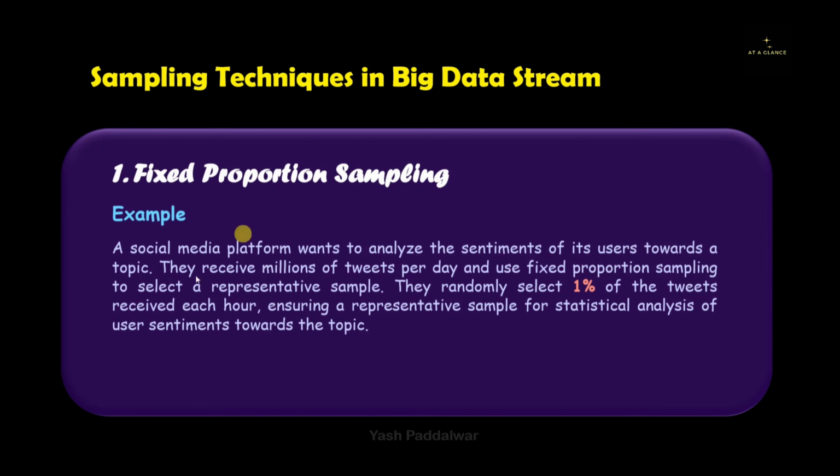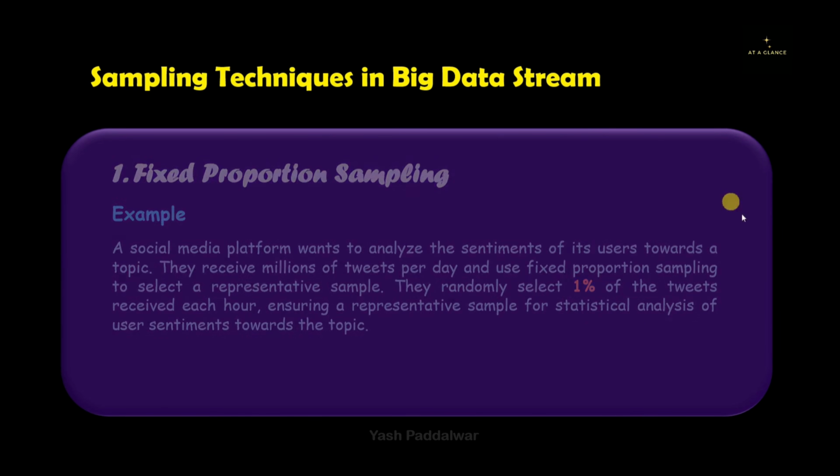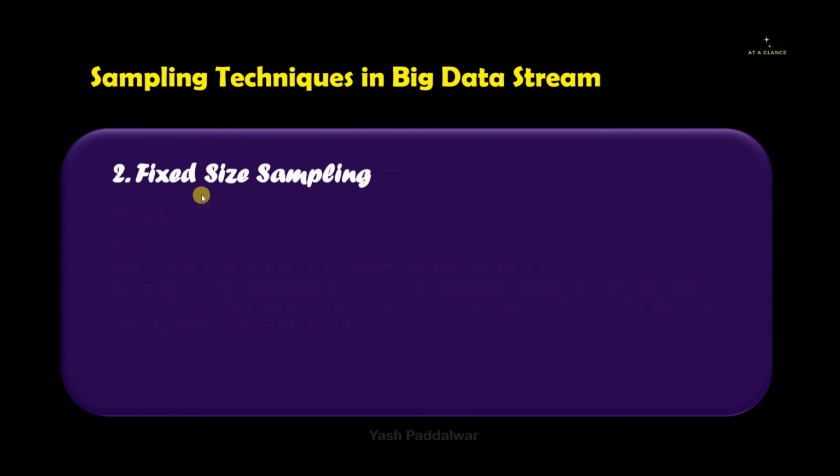So this is going to make it easier to perform the difficult task of analyzing the huge volume of tweets, and because of this fixed proportion sampling technique, fewer computational resources as well as less time will be consumed. I hope this type of sampling technique is very much clear to you all.